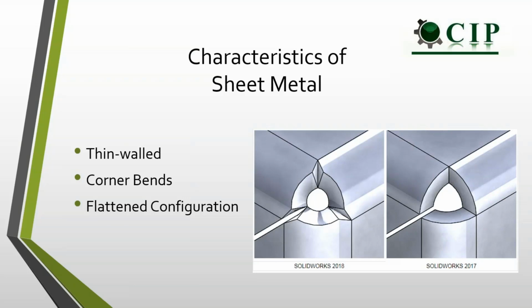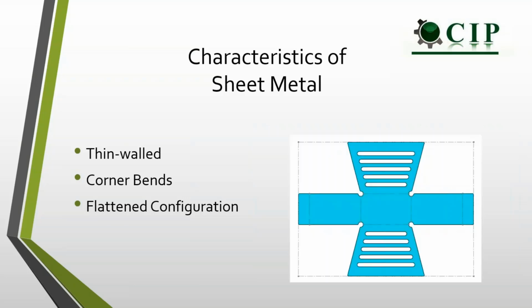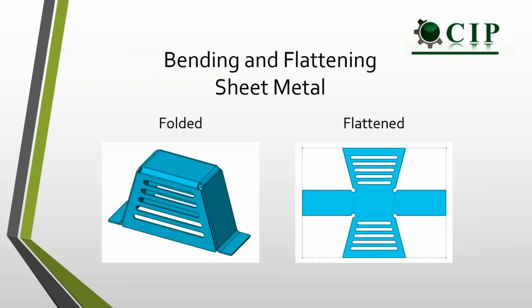A third characteristic of sheet metal is the flattened configuration. When you're making your parts, you start out with just a flat sheet, and then it will be bent in various locations to get the desired shape that you want. Since we're talking about the flattened configuration, let's delve into that a little bit more. Particularly in SOLIDWORKS, you'll see that there's a bounding box around it that gives you the dimensions of the smallest shape that you need to cut out your part, and then it shows you the bend lines and things of that nature.